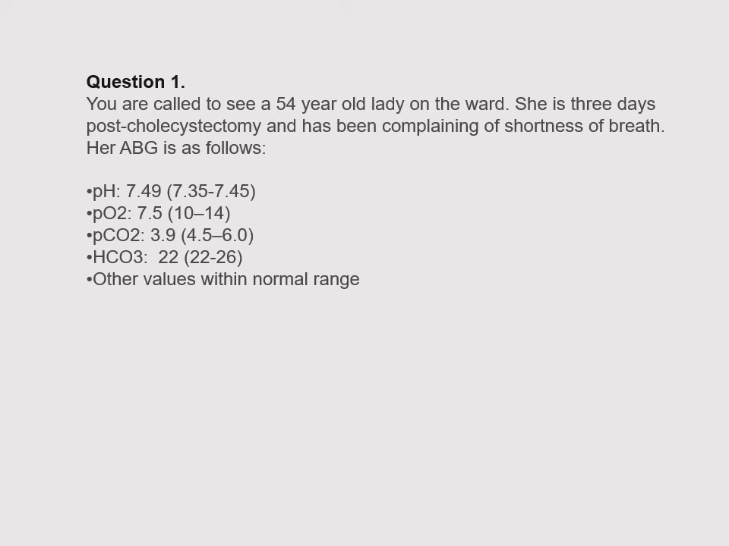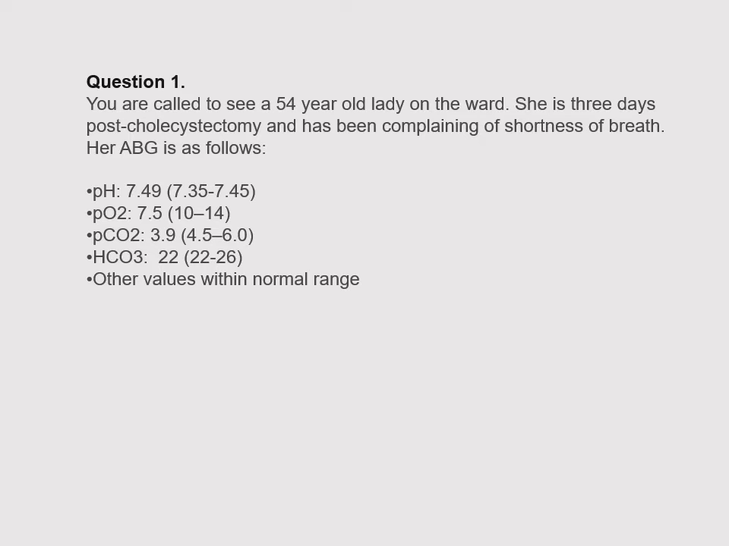So let's go with an interpretation of the ABGs. Question number 1. You're seeing a patient who's a 54-year-old lady on the ward. She's 3 days post cholecystectomy and has been complaining of SOB. Now these are the ABGs that we're looking at. pH is 7.49, PO2 is 7.5. The patient is in respiratory failure.